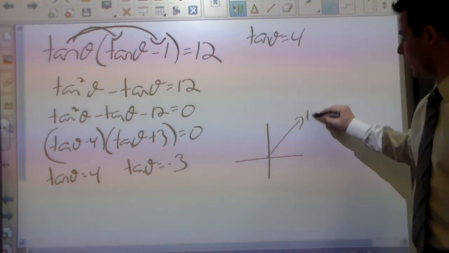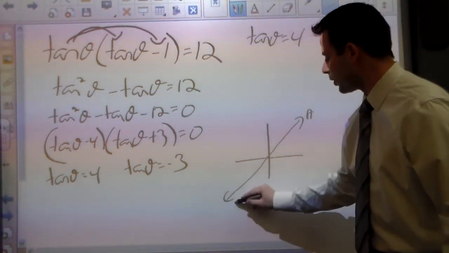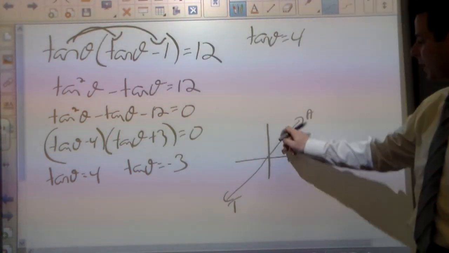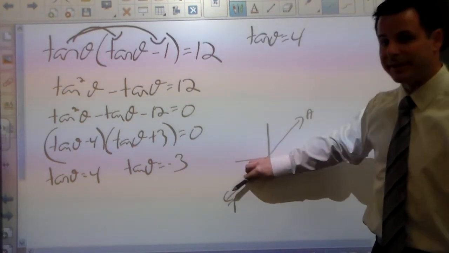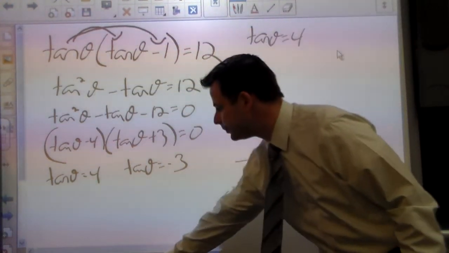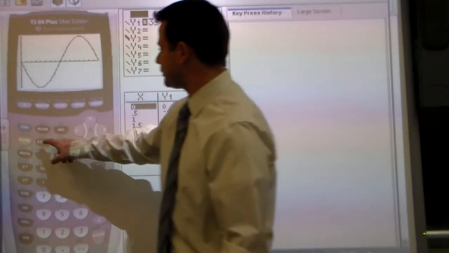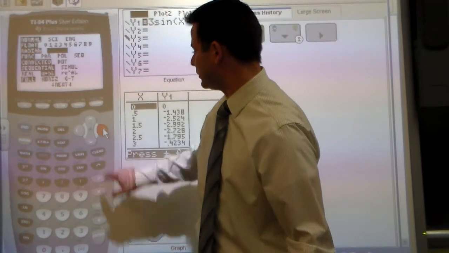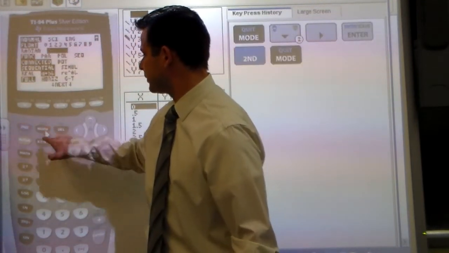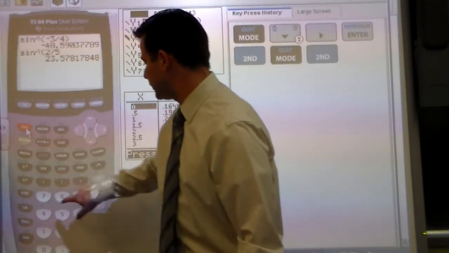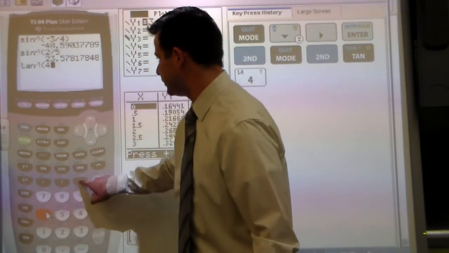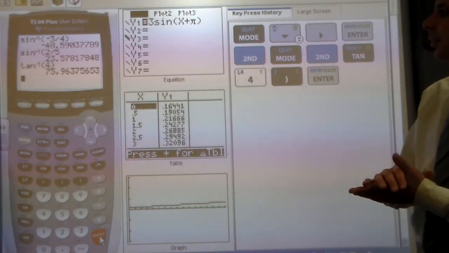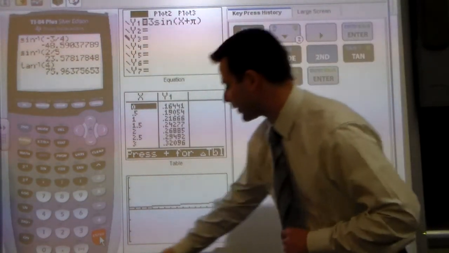Tangent's positive in the first quadrant and in the third quadrant, which means once I find my reference angle, I'm going to go that many degrees up and that many degrees down. So let's find that reference angle. Let's make sure I'm in degree mode. I am not. Okay, second tan of 4. And our reference angle rounded to the nearest hundredth, we'll say 75.96.